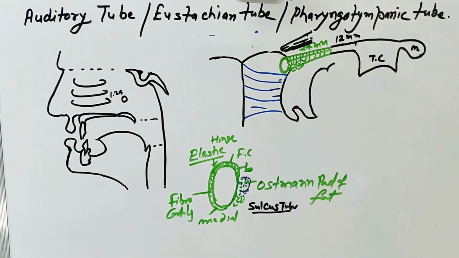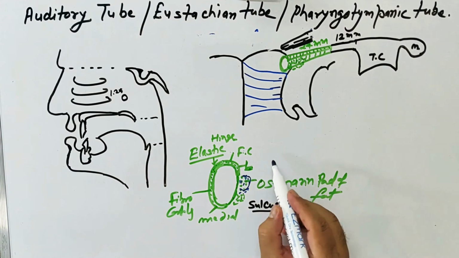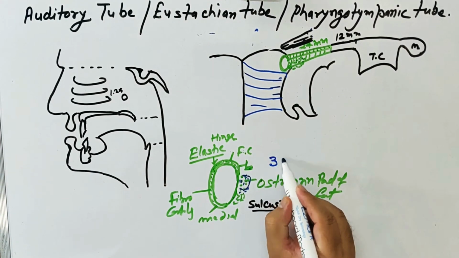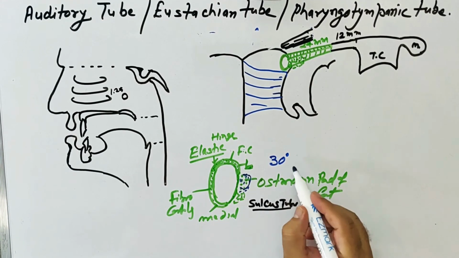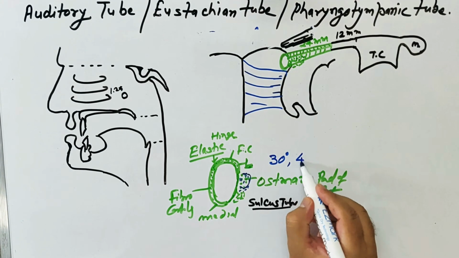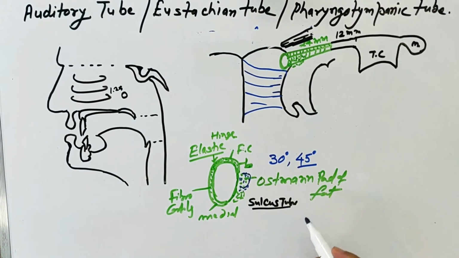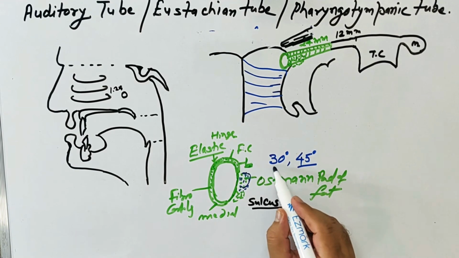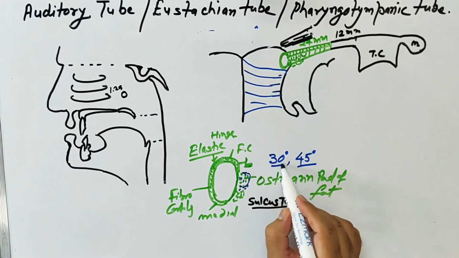And it makes an angle with the horizontal plane. It makes an angle of 30 degrees with the horizontal, and with the sagittal plane it makes an angle of 45 degrees. So with the sagittal plane, it makes an angle of 45 degrees, and with the horizontal plane, if you make a horizontal line, the angle is about 30 degrees.